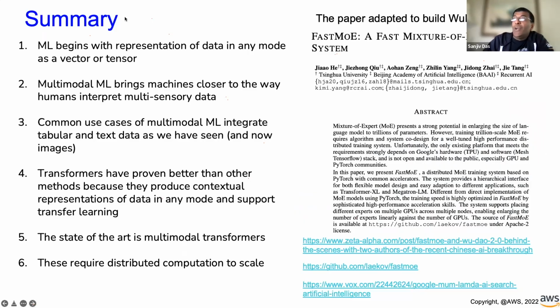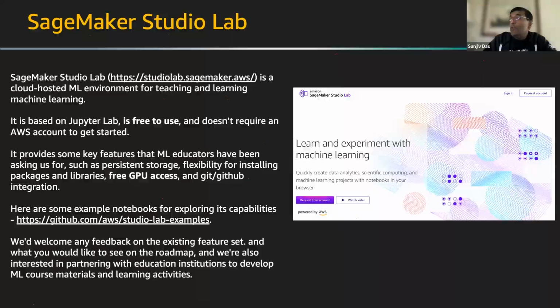I just thought I'd show you that machine learning begins with a representation of data as a vector or a tensor, whatever modality it might be. Multimodal brings it closer to the way humans interpret multisensory data. I've shown you some common use cases of integrating tabular and text data in the same model. Transformers do really well, and multimodal transformers are now state of the art, so it's stuff that's coming. I'll stop here. Just want to mention one more thing.